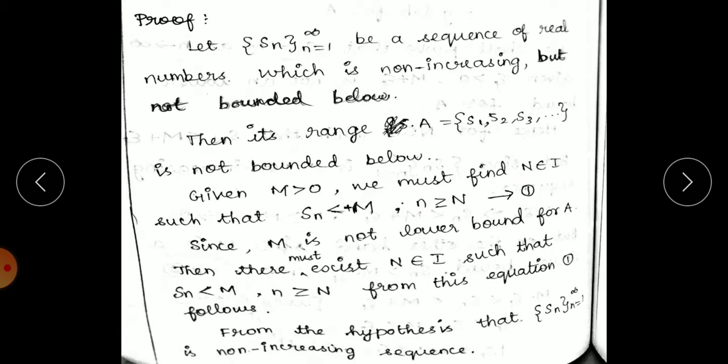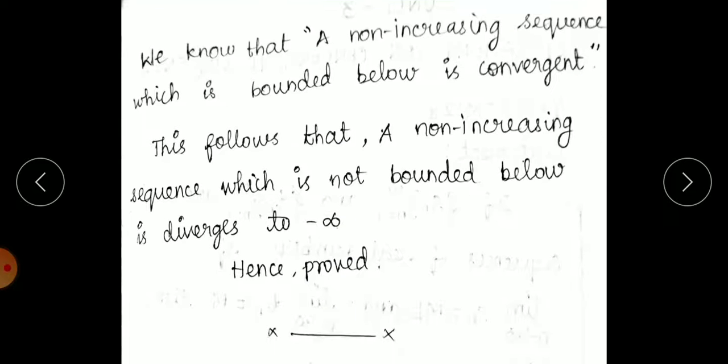Now from the hypothesis that the sequence is a non-increasing sequence, and also we know one theorem we have seen, that a non-increasing sequence which is bounded below is convergent. Therefore, a non-increasing sequence which is not bounded below diverges to minus infinity, by this sub-theorem. So if they are asking, you can write this also in the 10 marks.